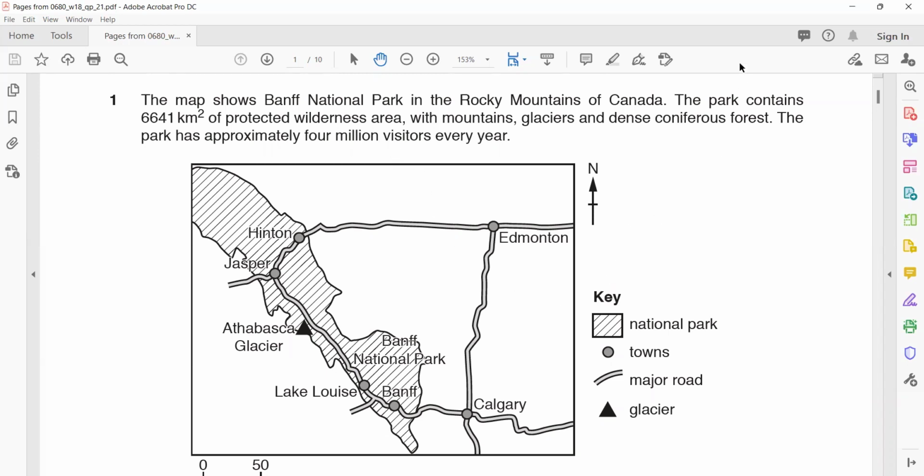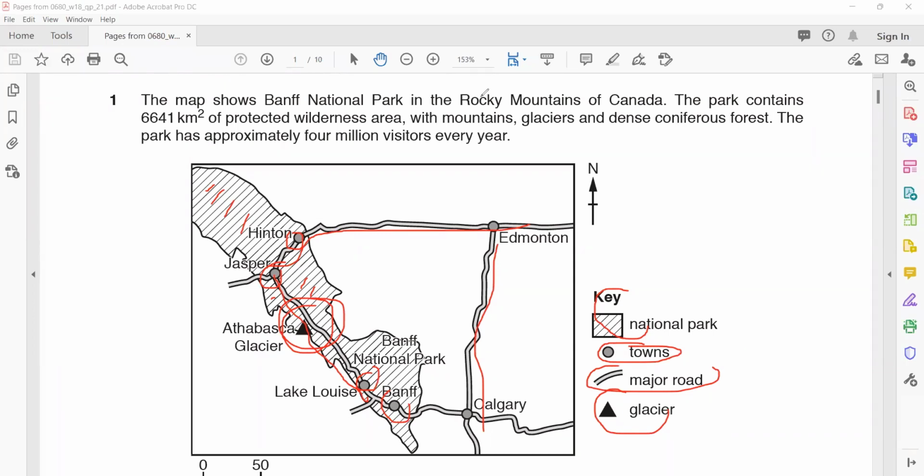So they have given the key for this park. Just try to understand this one. This is the national park. All the area which is lined, here, this is the national park. These are the towns. You can see one here, one here, one here, one here. This is the town. Then the major roads. You can see the roads going through this area, then roads going from this area. Then the glaciers. You can find the glaciers here. So this is the key, and with the key, we get an idea of what this park has inside.